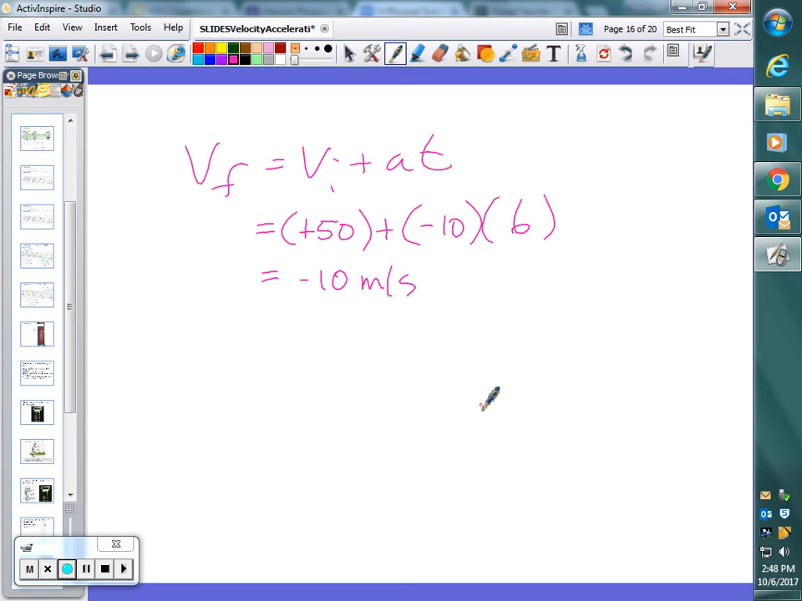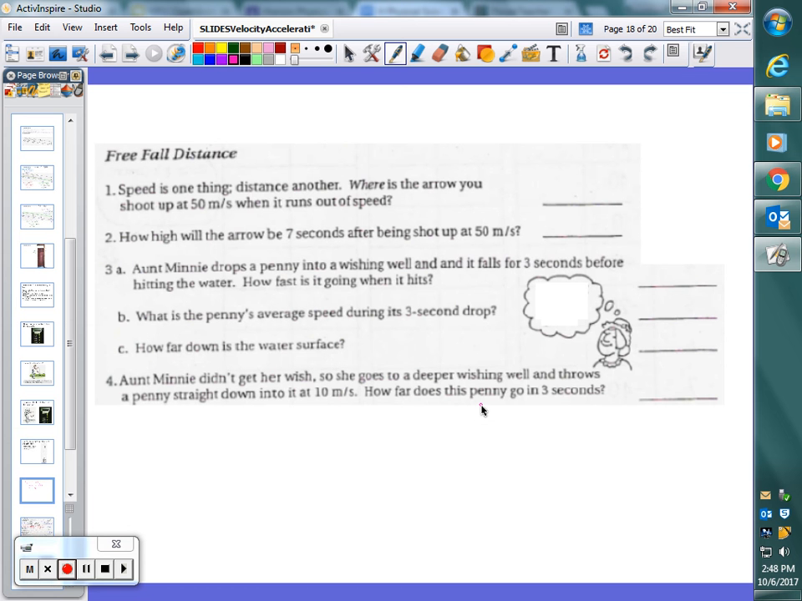Okay? Now, the other thing we said was not just how fast something is going, but how far it goes. Right? Where is the arrow that you shot up at 50 meters per second when it runs out of speed? Now, it would be 50 meters if it was going a constant velocity the whole time, right? Remember that we also had this expression. That expression we can use to figure out how far an accelerating object goes.